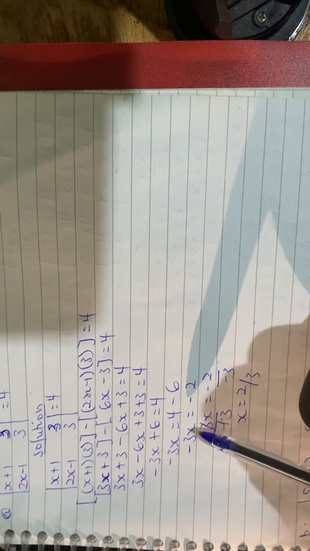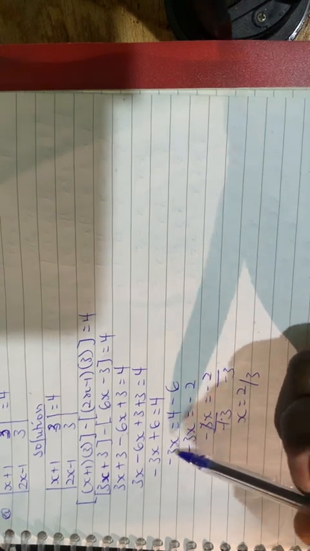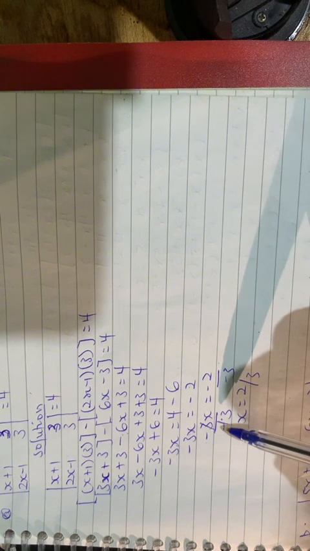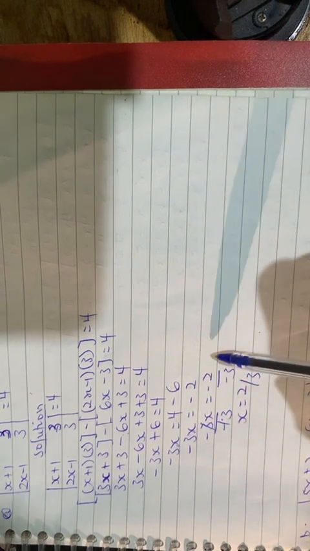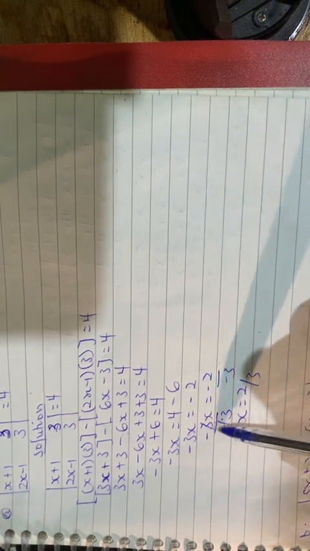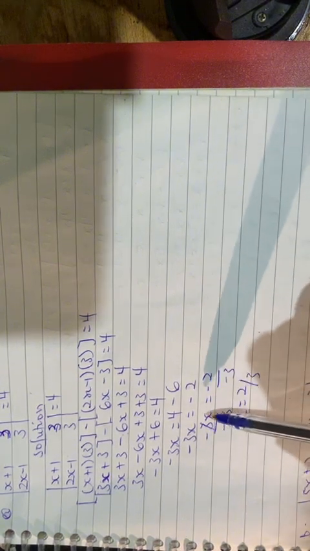Coefficient of x means the number in front of x, which is negative 3. So I'm going to have negative 3x divided by negative 3. Here, negative 2 divided by what? Negative 3. Whatever you do at the right hand side, do it at the left hand side. I hope you get it. You can't just divide only this. No, you have to divide both sides of the equation by the coefficient of x, which is negative 3.